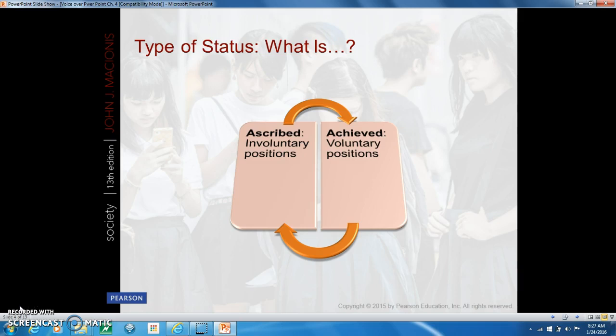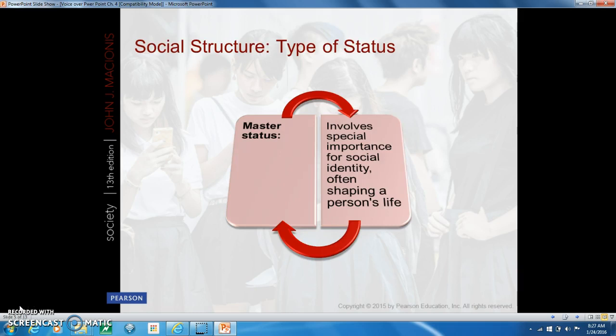Achieved statuses are filled through competition and through the efforts of the individual. Among the commonly recognized achieved statuses are education, occupation, and marital status.